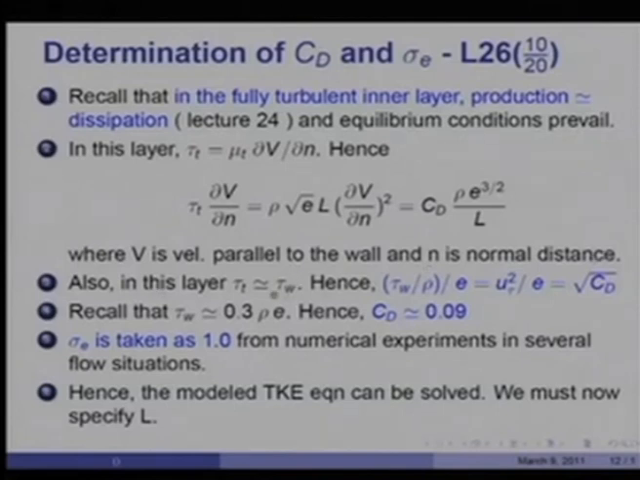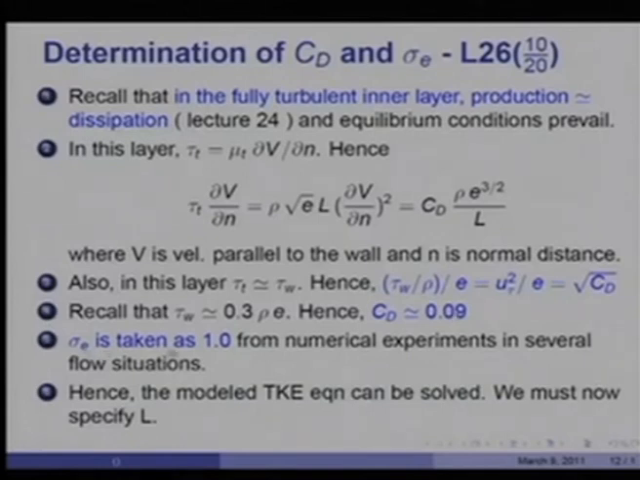Now, in this layer we have also said that tau t is very close to tau w, that is the wall shear stress, and hence tau w divided by rho divided by E would be u tau squared by E equal to square root of C d. Now, you will recall that we had shown from the experimental data that tau w is approximately equal to 0.3 rho times E, and therefore, C d takes the value of about 0.09.